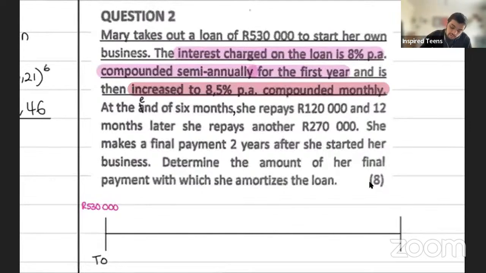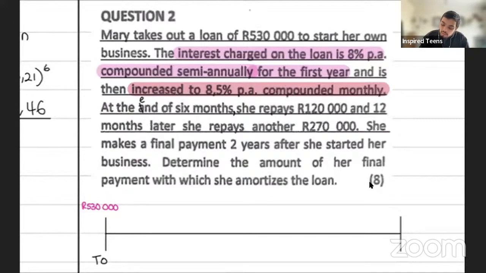Now, at the end of 6 months, she repays 120,000 rand, and 12 months later, she repays another 270,000. So we call these balloon payments. Okay, she's making large sums of money. In this case, she actually wasn't making monthly payments towards her loan, but she was maybe accumulating money. She obviously was earning money in her business. So she was making these large sums, like 120,000, 270,000. She was making these payments, right?